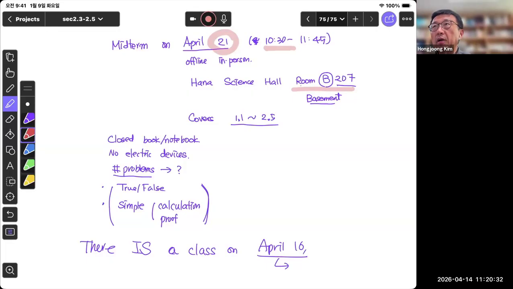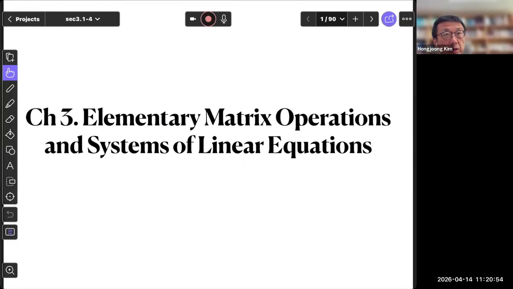For the remaining time today, the 16th, let me consider a little bit of chapter 3. As I said, the midterm exam covers up to section 2.5, not the sections in chapter 3. Even though we consider this chapter 3 now, it will be covered in the final exam.